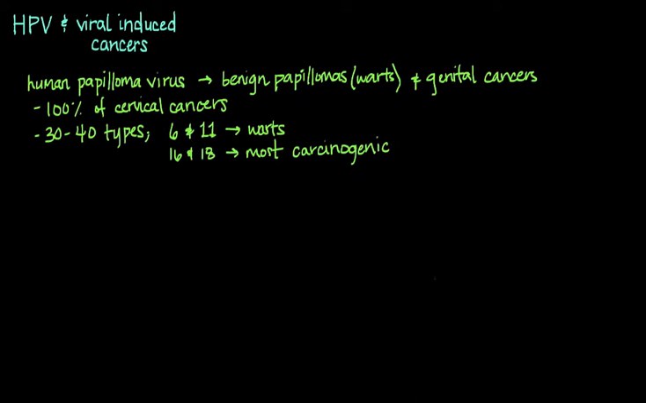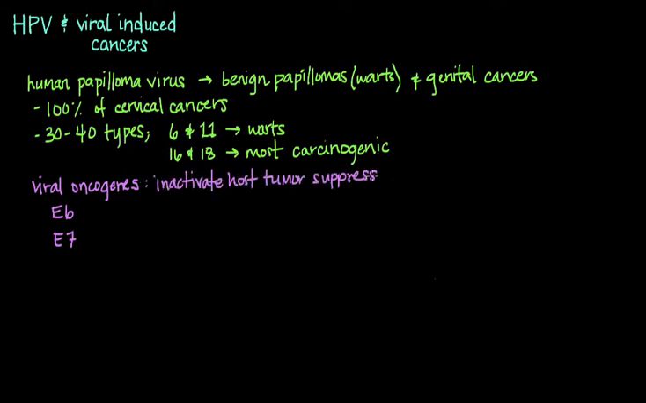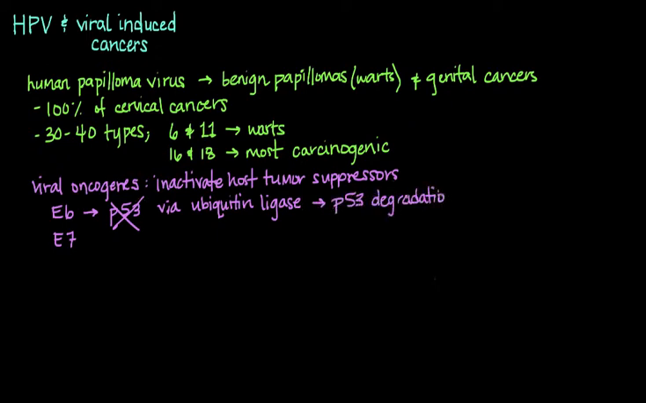Alright, so HPV has two viral oncogenes in its genome called E6 and E7. These incorporate into host DNA and are transcribed into proteins that inactivate host tumor suppressor proteins. So E6 inactivates P53, and it does this via ubiquitin ligase activity, which acts to ubiquitinate P53. And this leads to P53 degradation.